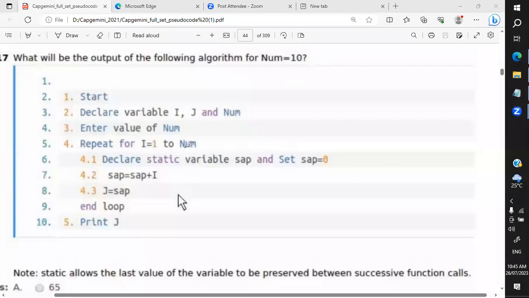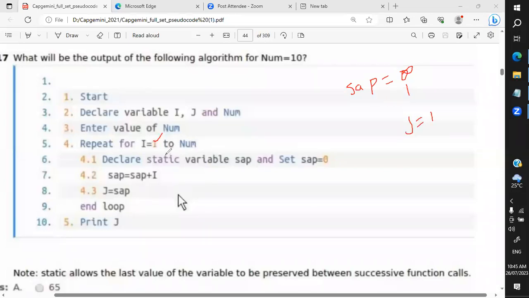Now, 1 to 10 numbers, you are running the loop. And then you are taking sap is equal to 0. Initially, sap value is 0. And then what you are doing? Sap is equal to sap plus I. For 0, you are adding I value. That means I is initially 1. We are adding 1 for sap. Then after that, j is equal to sap. That means this 1 you are copying into j. J will become 1. After that, end loop.